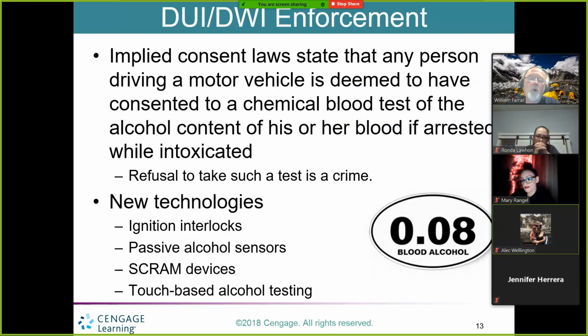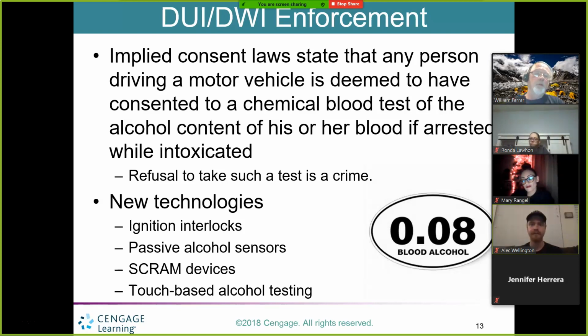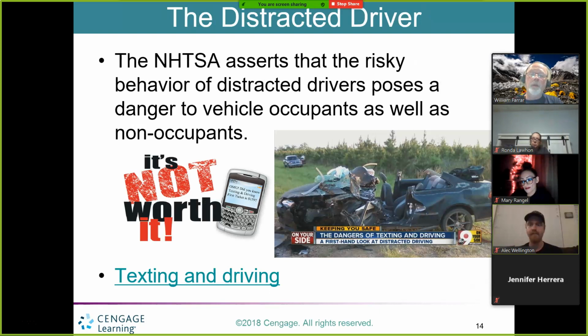Remember, for California, it's not a test question, but the legal limit is 0.08. So if you're 0.08 and above, you're considered to be under the influence, but you can still be impaired if you're lower than that. It's kind of an interesting thing.